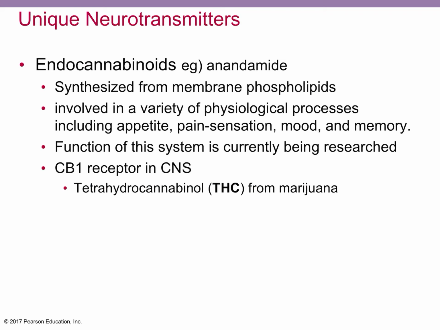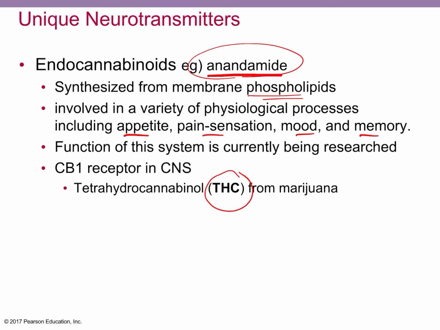Lastly, we have endocannabinoids. So this is a really interesting system. One example of an endocannabinoid we have is called anandamide, and this is made from phospholipids, so it's fatty. And it can also be released, and it binds to receptors on the target cell. And there's a variety of physiological processes that these endocannabinoids are part of. So they can mediate appetite, pain sensation, mood, and memory. And this is an area of a lot of research, and this is a whole system that THC from marijuana acts on.